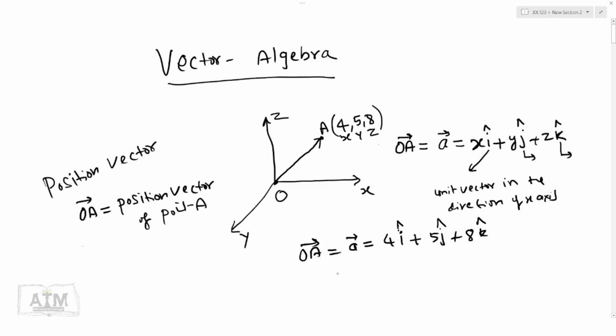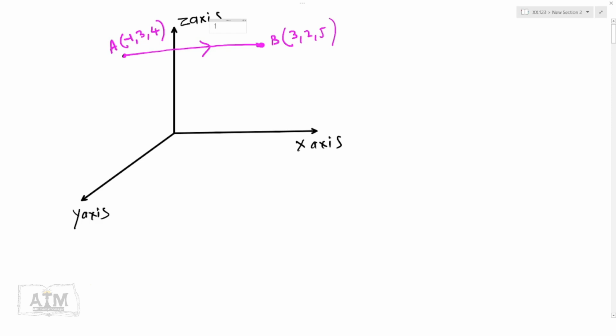So in vector algebra, a very important thing is to find the position vector. Suppose we have two points here, point A and point B. Point A is (-1, 3, 4) and point B is (3, 2, 5). Now we need to find vector AB. Then how to find vector AB?